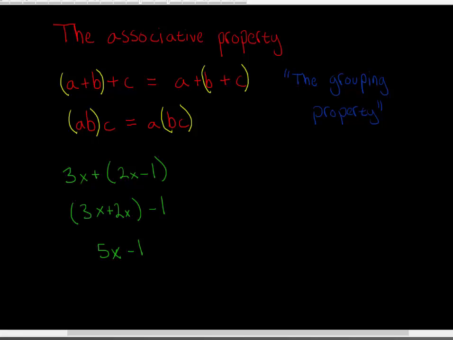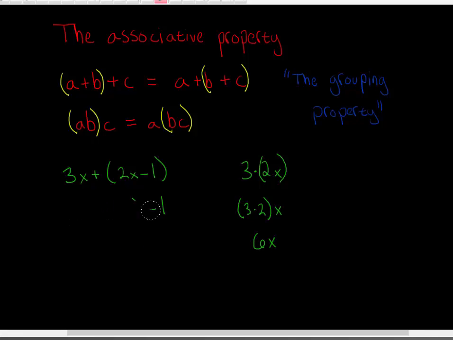So there's an example of the associative property of addition, and let's come over here and do an example with multiplication. So let's say we had 3 times 2x, and we wanted to make this a little bit simpler. Well, clearly 3 times 2 is 6, but technically what we're doing is we're regrouping the 3 and the 2 together and leaving the x outside, and then multiplying together the 3 and the 2 to get 6.